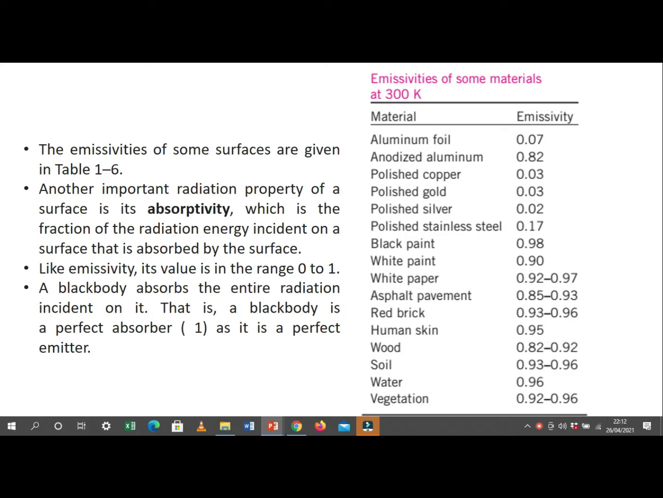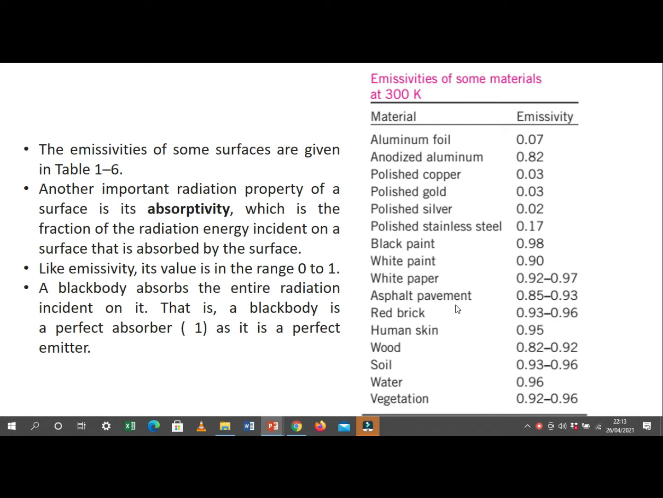So this is the table which basically shows the different emissivities of materials at a particular temperature, known as 300 Kelvin. So aluminium foil has a very small value of emissivity, that is near to 0.07, whereas the water would have the maximum value of emissivity, which is equal to or near to 1, which is 0.96.